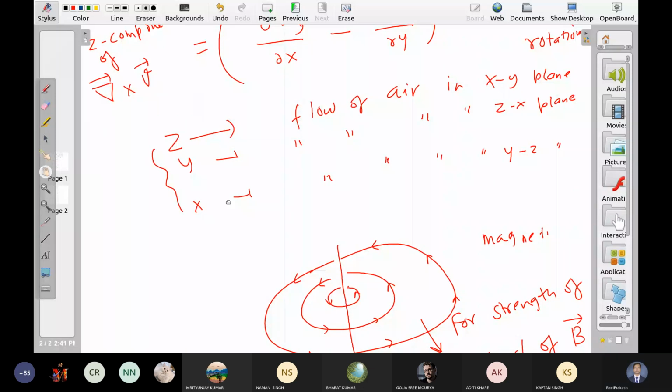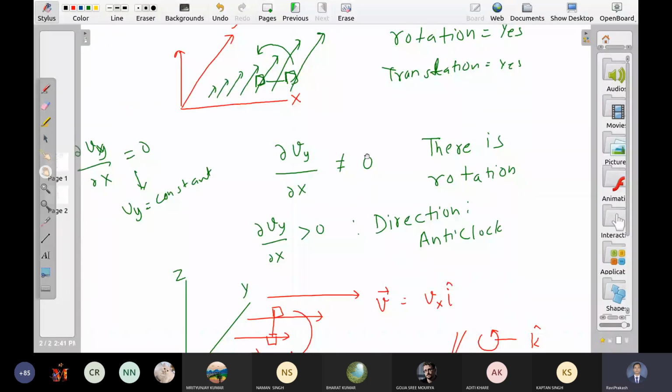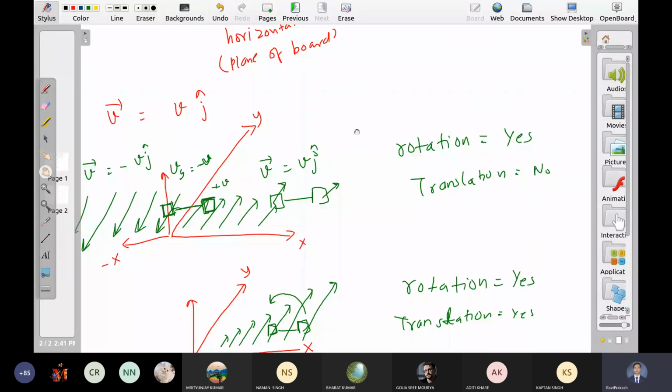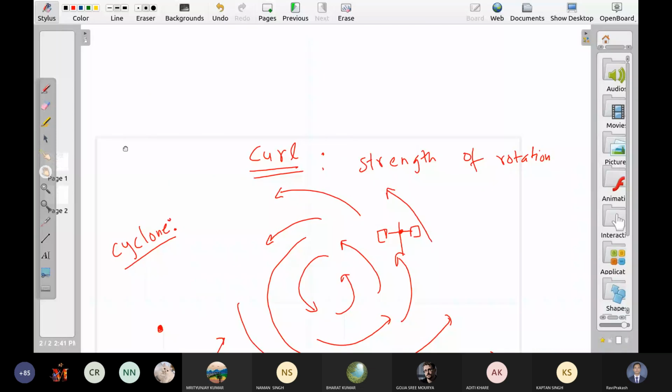कर्ल को आप कहीं भी यूज कर सकते हैं, this can be used anywhere where there is a sense of rotation. जहाँ पे भी आपको कुछ रोटेटरी फील्ड दिखता है, you can quantify it using curl. Okay. So this is the meaning of all these gradient, divergence, and curl.